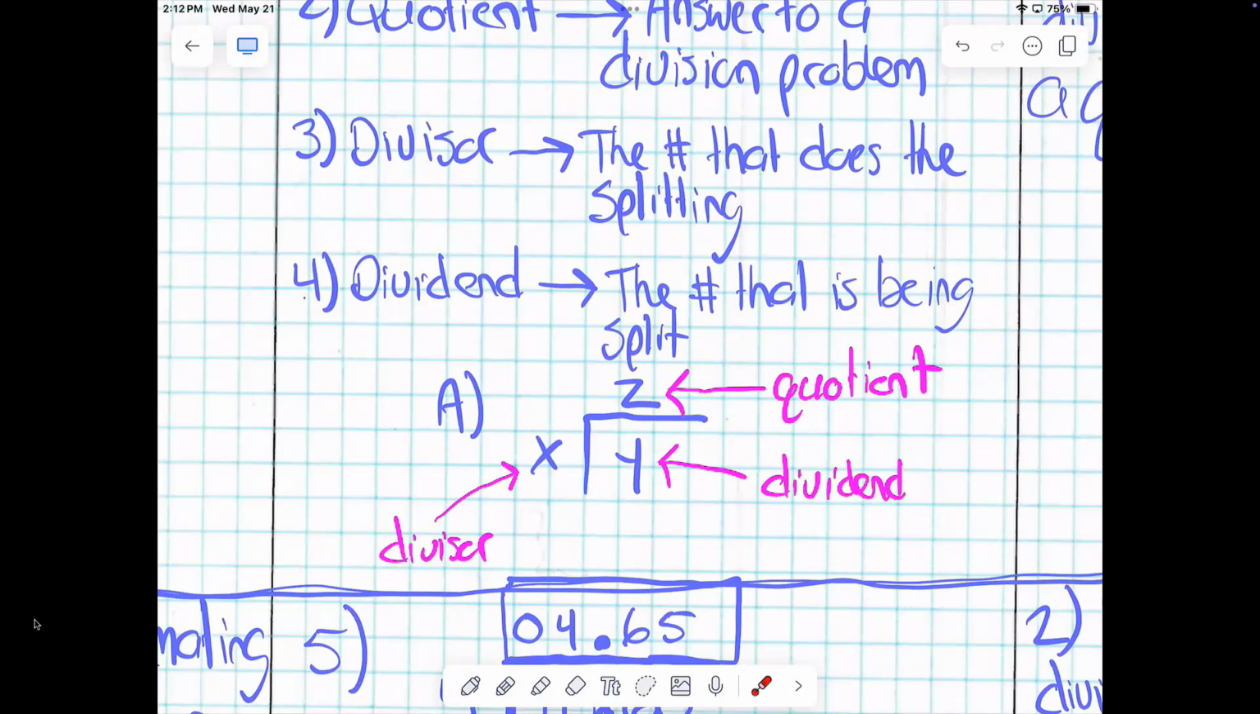If you have a division box or a division house, what is the top? No, what is it called? No, it's called the quotient, right? The z is the quotient, right? What is this called then? What is this called?